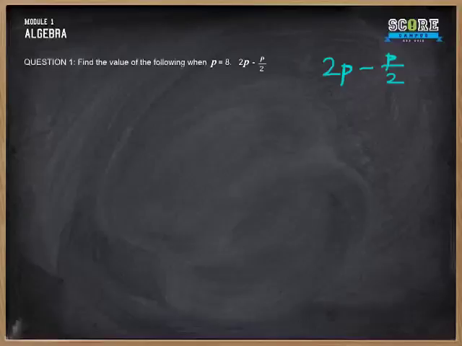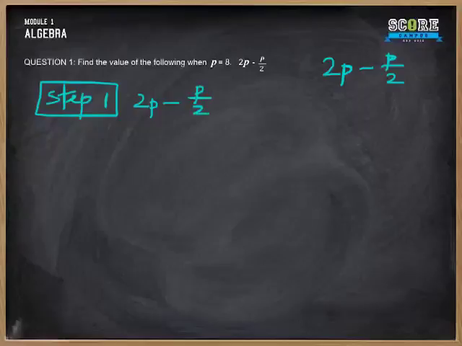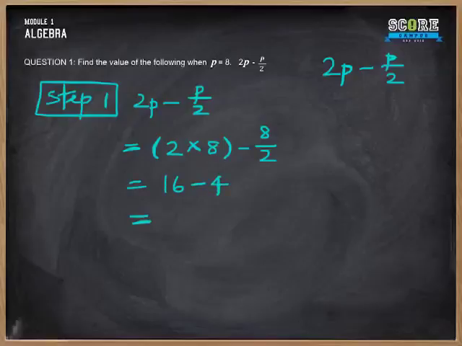Step 1: 2p minus p over 2. Substitute all the values in, which is p equals 8. So 2 times 8 minus, in brackets of course, p over 2, which is 8 over 2. 2 times 8 is 16. 8 over 2 is 4. 16 minus 4 equals what? Equals 12. And that's your final answer. It's as simple as that.